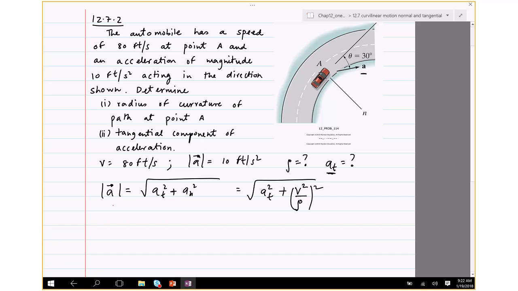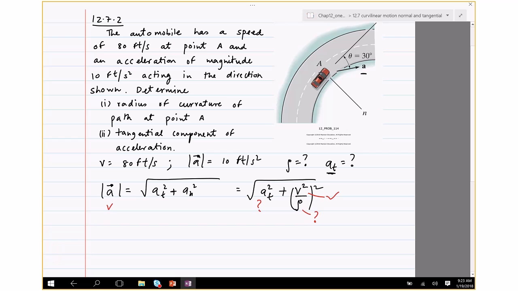Okay, so I know the magnitude of the acceleration. I do not know the acceleration in the tangential direction. I do not know the velocity. Oh, I do know the velocity, but I don't know the radius. So if I substitute the value for acceleration and plug in the values, I will have one equation, and there will be two unknowns: the radius of curvature and the acceleration in the tangential direction. So I cannot solve for two unknowns with one equation. I need to generate one more equation, right?